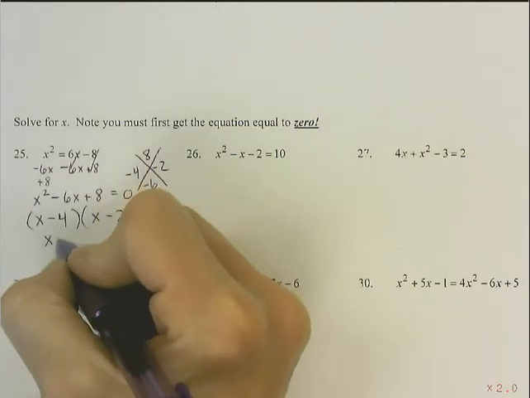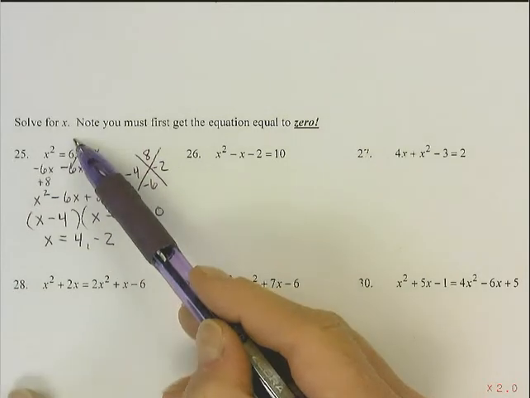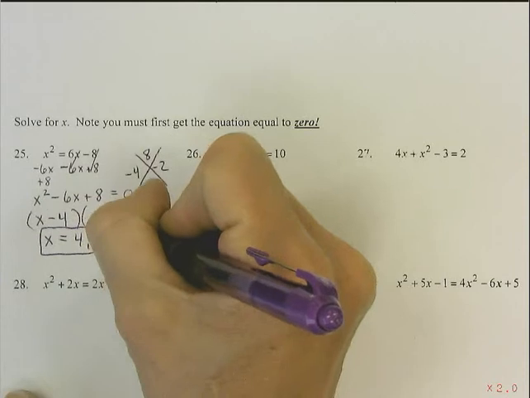Two solutions are x equals 4 and 2. And they're just asking to solve for x, not the x-intercepts. So we can write our answer like that.